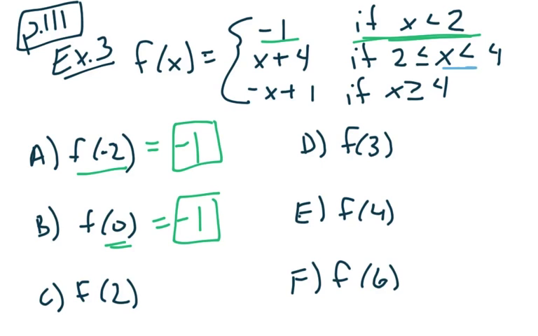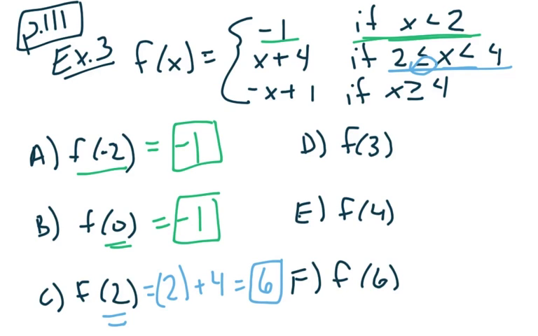2, though, is equal to, it goes in the second one, x is equal to 2. So we'll put that in place of x, and we get 6 as our answer. 3 also falls in this middle one because it's between 2 and 4. So I'll put 3 in place of x, and I get 7.